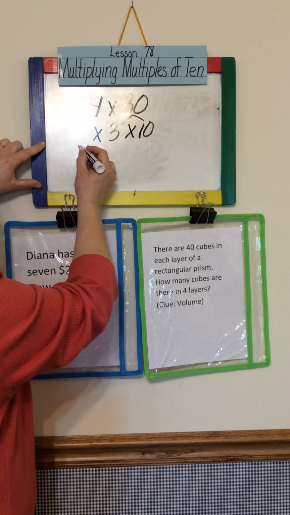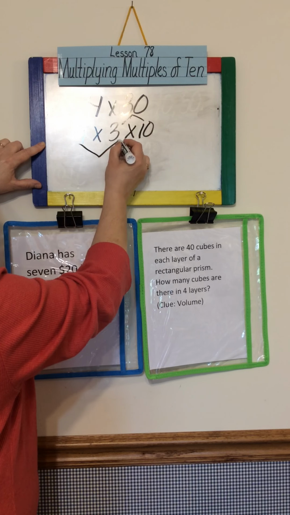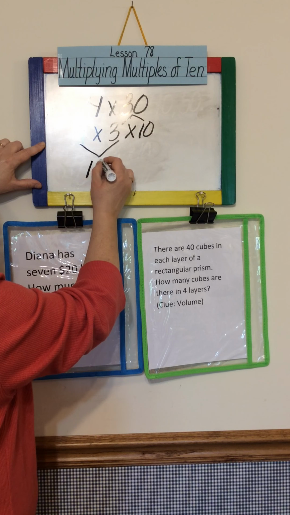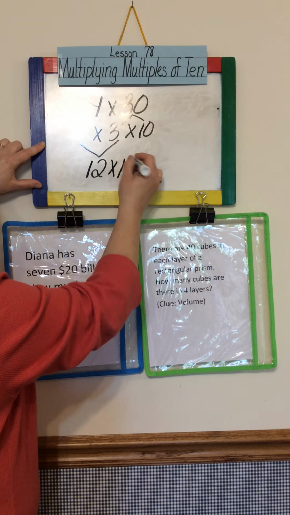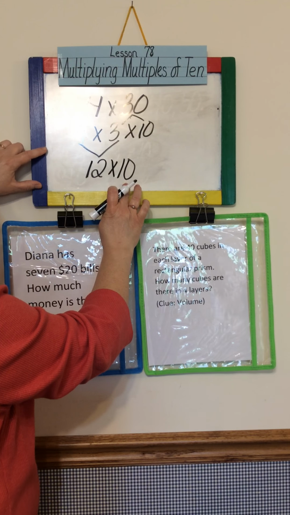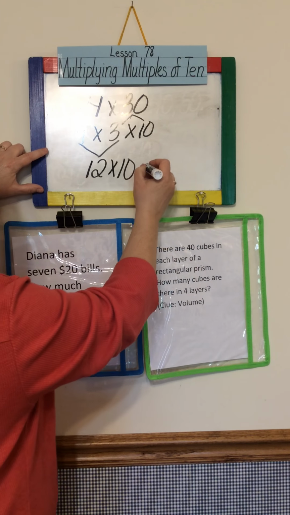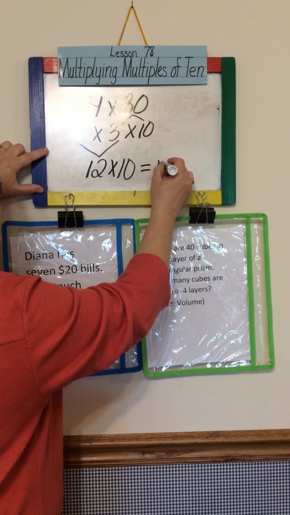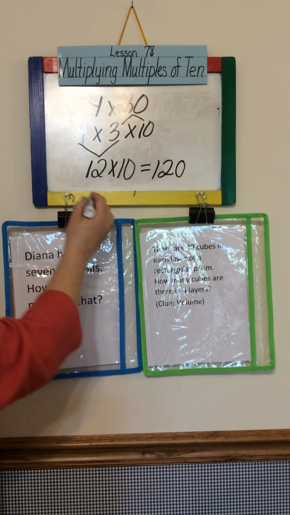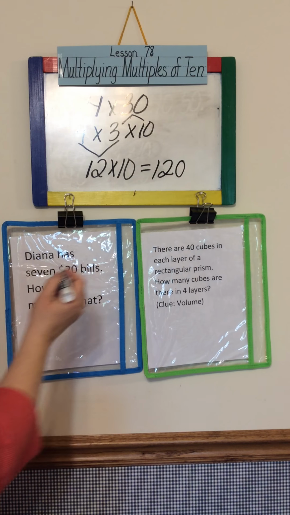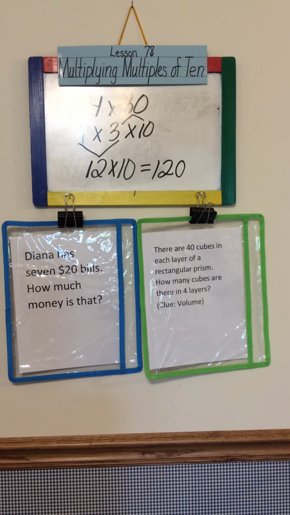So now multiply 4 times 3 is 12, and then 12 times 10 is, remember, when you multiply by 10, it's just adding a 0 at the end. So it is 12 with a 0. 12 times 10 equals 120.